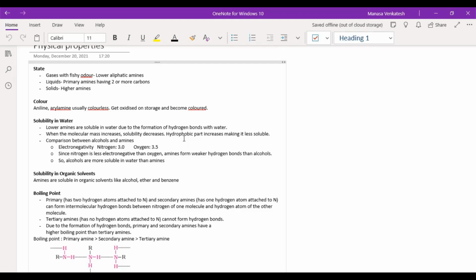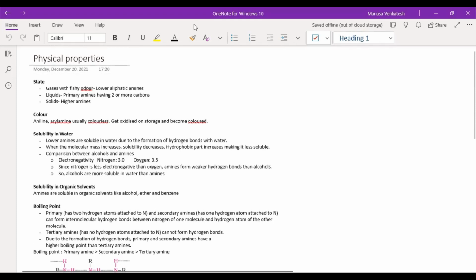Whereas in the case of boiling point, you have a similarity in terms of hydrogen bonding here as well. Primary has 2 hydrogen atoms, secondary has 1, and tertiary has none. Because of that, the extent of formation of hydrogen bonds is higher in primary and secondary than tertiary. Due to that, the boiling point order is going to be highest for primary amines, then secondary, then tertiary. With that, we're done with the physical properties of amines.